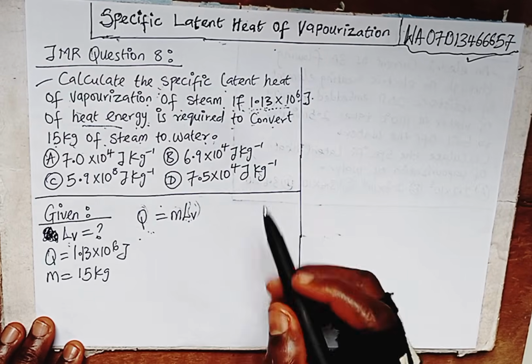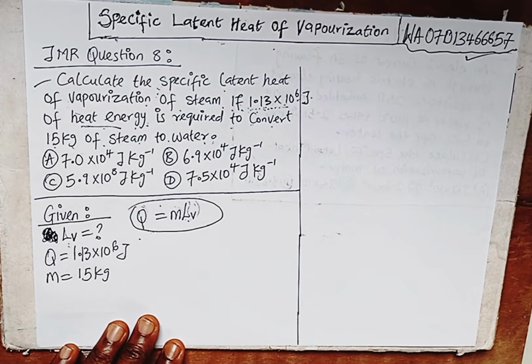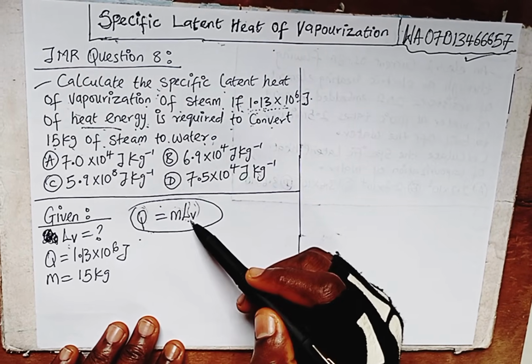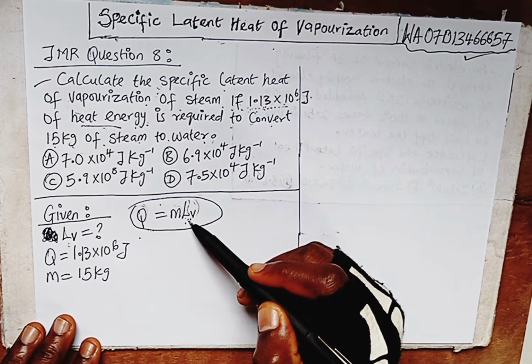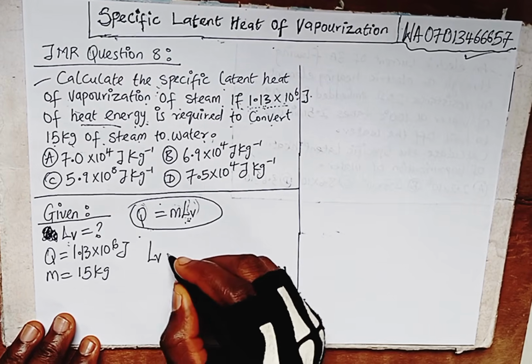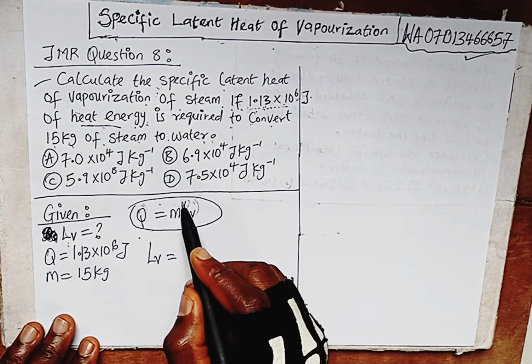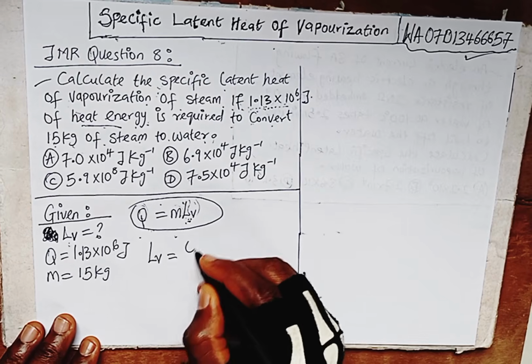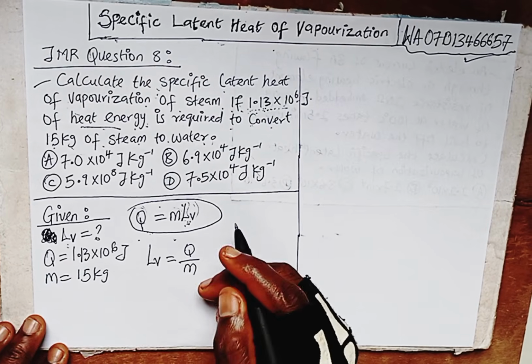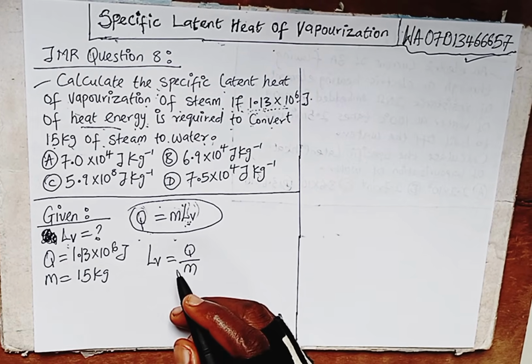So we are looking for LV and we want to apply this formula. Since we are looking for this, let's make it the subject of the formula. LV is equal to, this one will now go up, so it will be Q over M. Q over M, as easy as that.